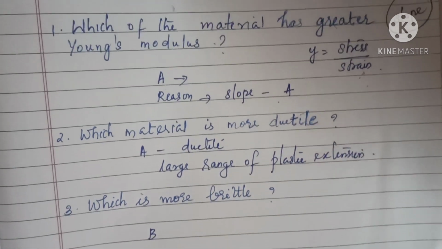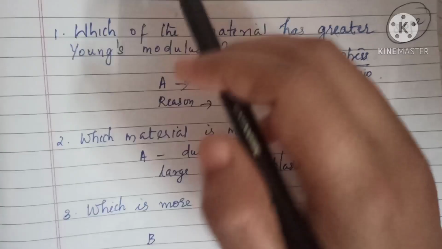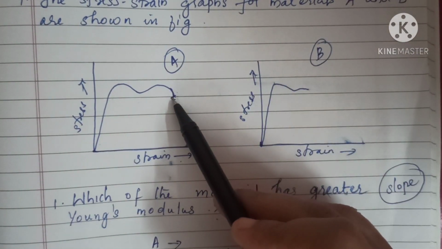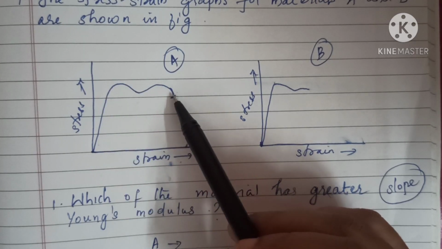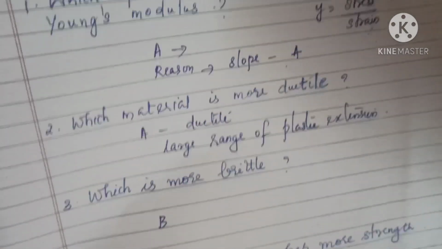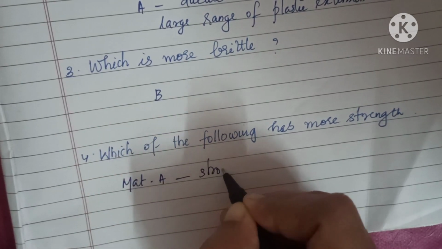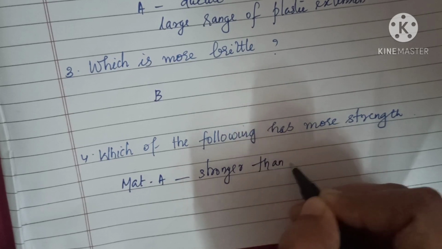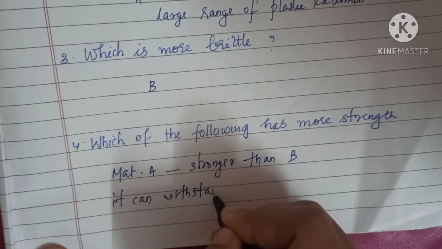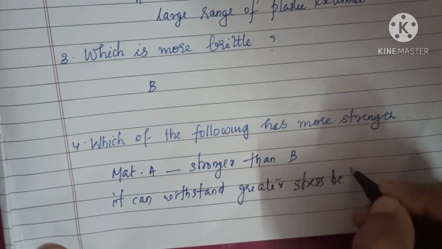From the figure itself it is clear that material A can withstand greater stress before breaking. Its breaking point is here. When compared to material B, whose breaking point is here, it can withstand greater stress before breaking. So you can surely say that material A is stronger than B. So you can write here, material A is stronger than B. And what is the reason? As it can withstand greater stress before breaking.